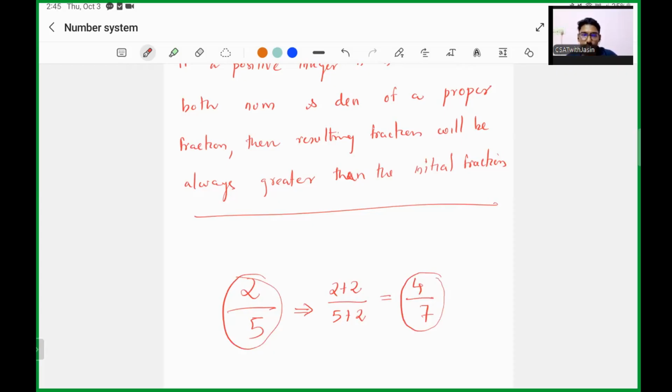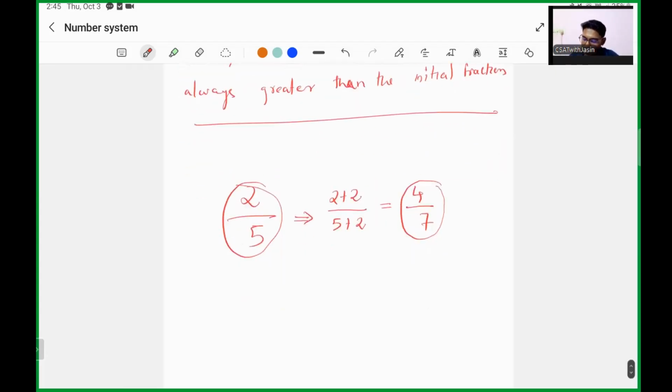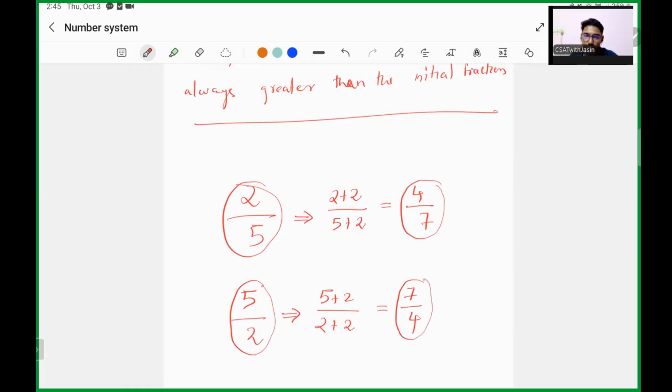Like the same thing, but it is an improper fraction. Improper fraction means numerator is greater than denominator. For example, I am giving you 5 by 2. So 5 by 2 is an improper fraction. I am adding the same positive integer to the numerator and denominator of this improper fraction. So I am adding 2 to numerator and 2 to denominator. Then it will become 7 by 4. So your initial fraction was 5 by 2 and now the fraction is 7 by 4.